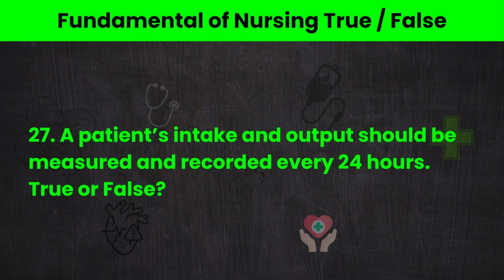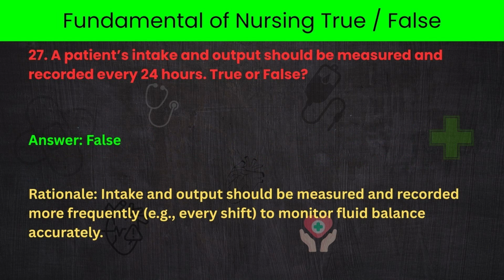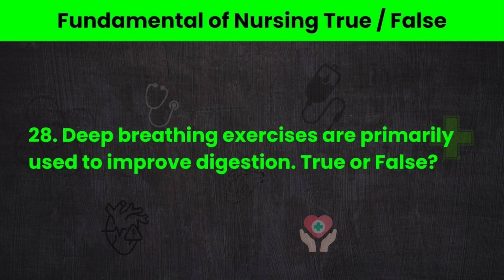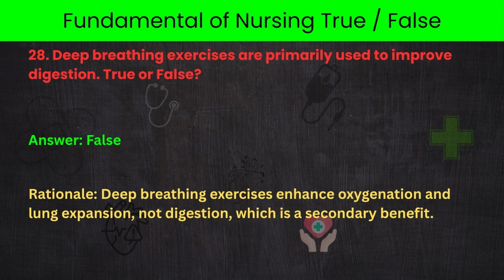27. A patient's intake and output should be measured and recorded every 24 hours. True or false? Answer: false. Rationale: intake and output should be measured and recorded more frequently, e.g., every shift, to monitor fluid balance accurately. 28. Deep breathing exercises are primarily used to improve digestion. True or false? Answer: false. Rationale: deep breathing exercises enhance oxygenation and lung expansion, not digestion, which is a secondary benefit.